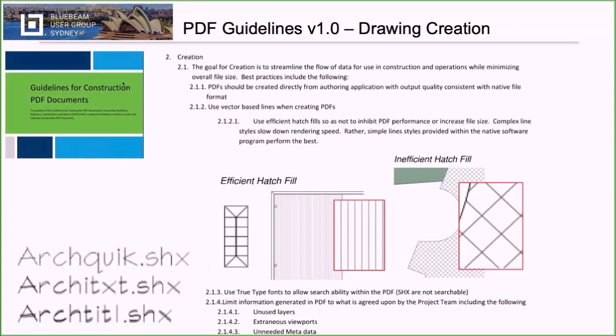So really looking at, now that we're not printing PDFs but we're putting them on iPads and other devices, what are things like efficient and inefficient hatch fill, or using TrueType fonts so that you can have better searchability, and really taking advantage of all of the metadata that is capable within a PDF. It may not be as much as an IFC, but there is a lot there, and it's such a usable file that we want to make sure that we capture as much as we can. So some of those guidelines are within there for the designers.